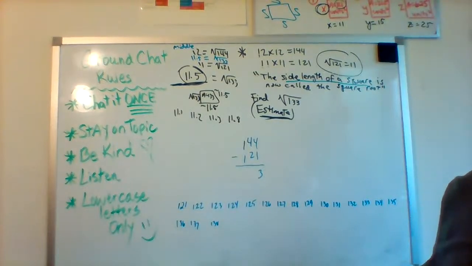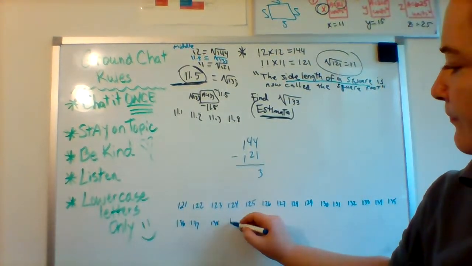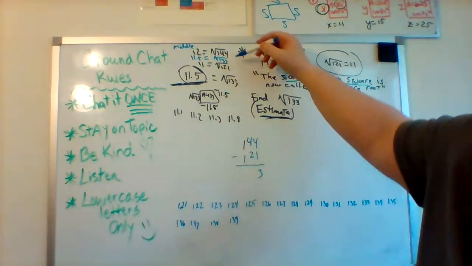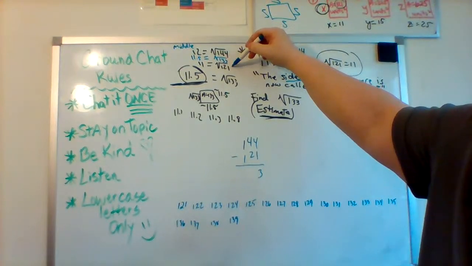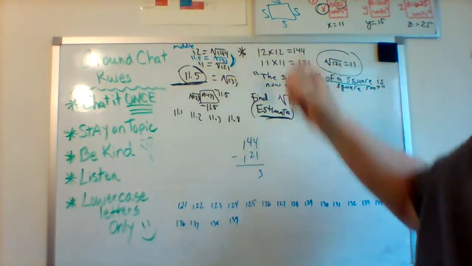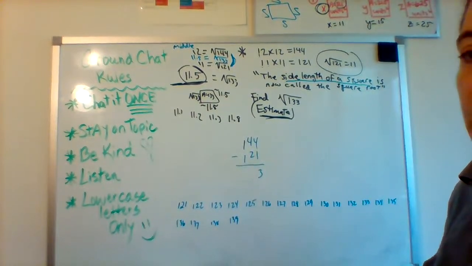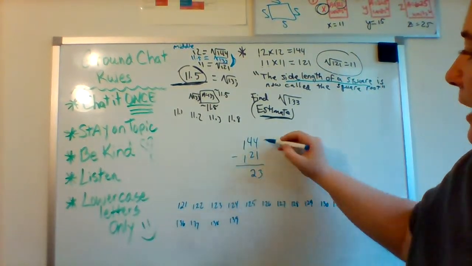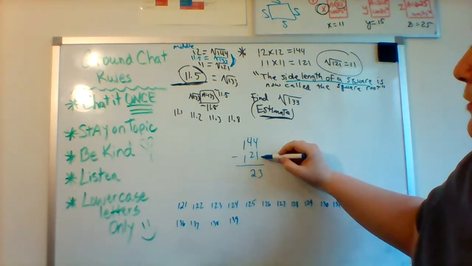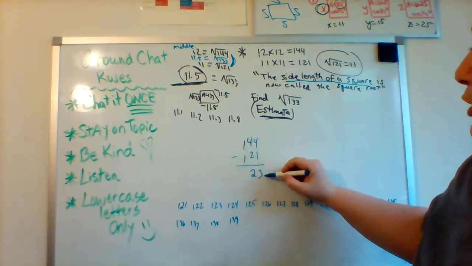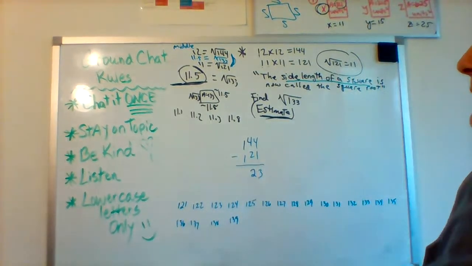Ivan says that he's confused. Okay, what's confusing you, buddy? The original question is: is 133 in between 121 and 144? And Thais says that it is. She says if you take 144 and you subtract 121, there's 23. Okay, so what does that mean?